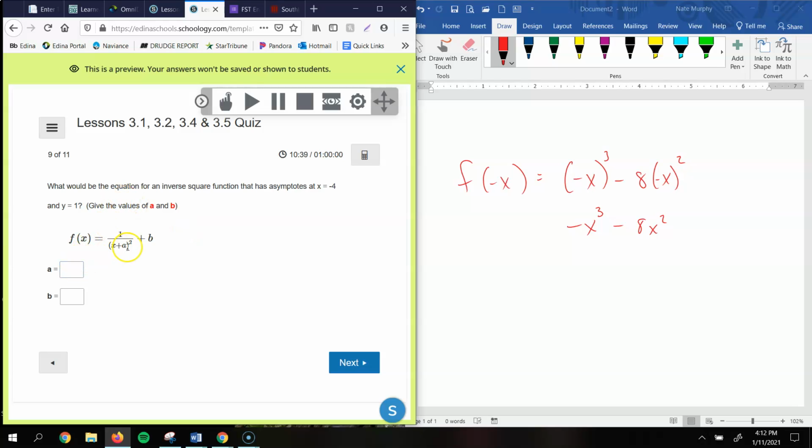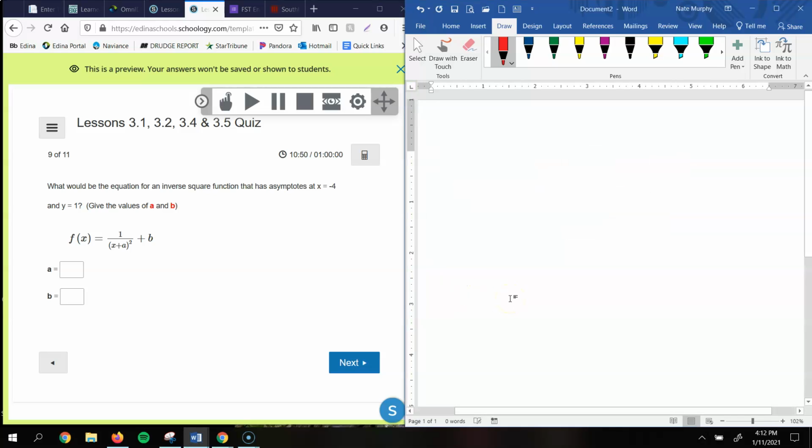All right, so this one again, we're going to replace a and b with values. It says, what would be the equation for an inverse square function that has asymptotes at x equals negative 4 and y equals 1? So if you want a visual here to help you out, if we have a vertical asymptote at x equals negative 4, and if we have a horizontal asymptote at y equals 1, we want to figure out what would move the graph to have those asymptotes.